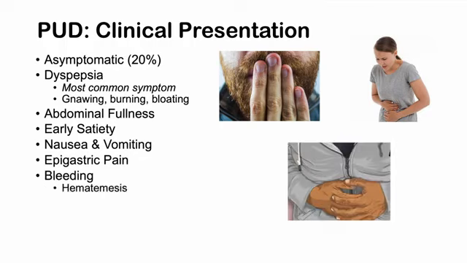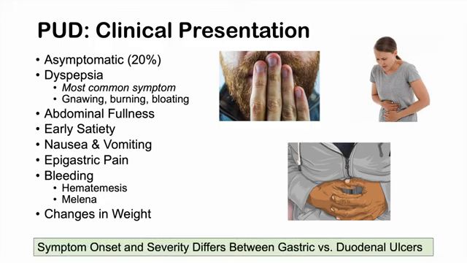Bleeding can also occur, and this can lead to hematemesis, which is vomiting up of blood, and can also lead to melena, so a dark black tarry stool, and hematochezia can also occur, which is a red bloody stool. And there can also be changes in weight. So weight loss can occur, weight gain can occur, depending on the type of ulcer. And symptom onset and severity differs between gastric and duodenal ulcers. We're going to talk about the differences in the next slide. If you want more information on symptoms and why symptoms occur more specifically, please check out my lesson on signs and symptoms of peptic ulcer disease.